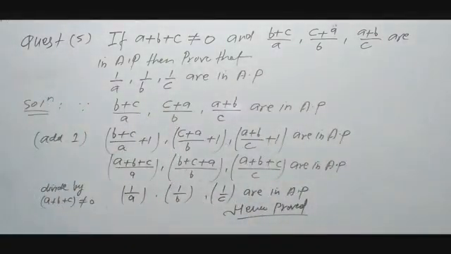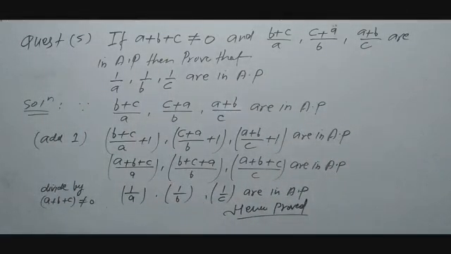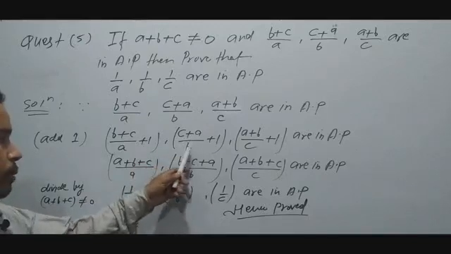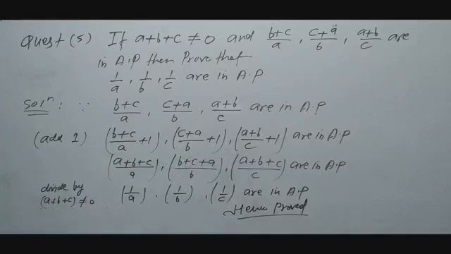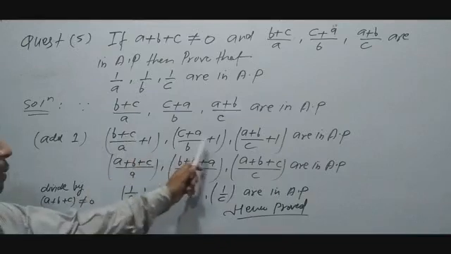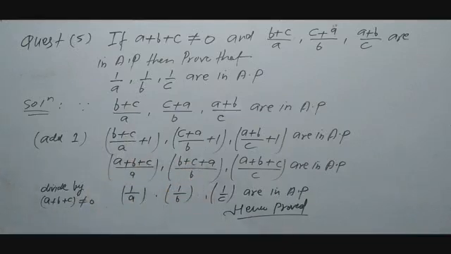We added 1 to each term: b plus c upon a plus 1, c plus a upon b plus 1, and a plus b upon c plus 1. Now when you take LCM, you get a plus b plus c upon a, a plus b plus c upon b, a plus b plus c upon c. Now you can divide by a plus b plus c. Now you get the values 1 upon a, 1 upon b, 1 upon c, and this will also be in AP. Now this question is completed.